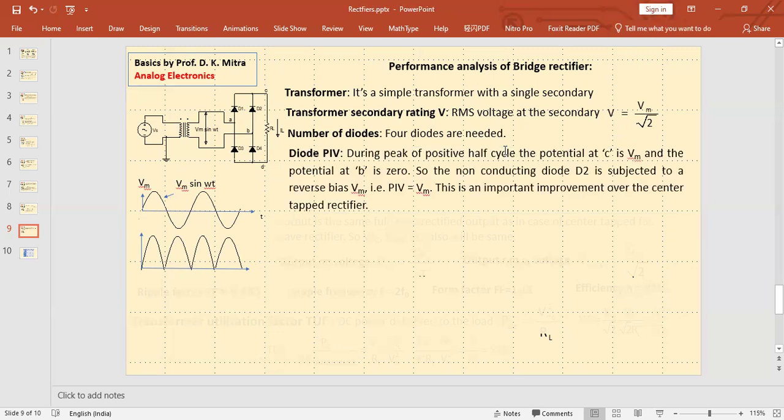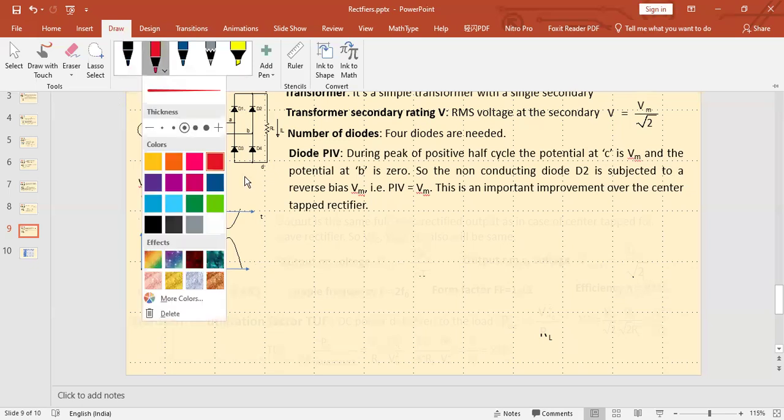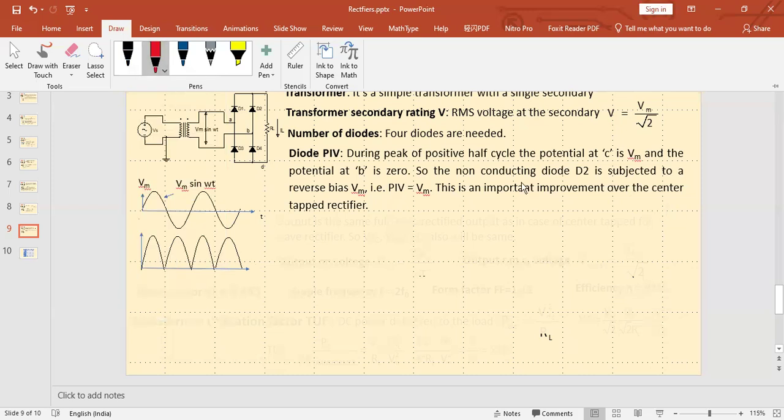Next, peak inverse voltage. Peak inverse voltage is the maximum inverse voltage that falls across the diode. The peak inverse voltage of a half-wave rectifier was Vm, of a full-wave rectifier was 2 Vm, and for a bridge rectifier, it is once again only Vm. Let us see this in case of a bridge rectifier.